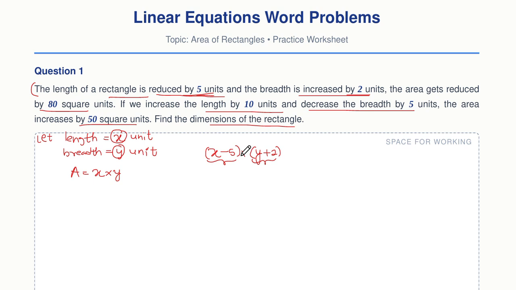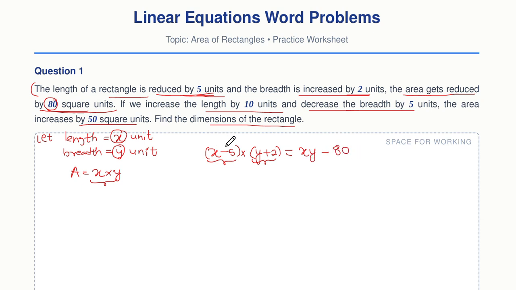If you multiply length and breadth, what will we get? Area. And what is the area given? The area gets reduced by 80 square units. So what is the area of the rectangle? x multiplied by y, but it gets reduced. Reduced means minus. How much reduced? 80 square units. So xy minus 80. Now both sides are balanced: on the left hand side also area, on the right hand side also the new area.